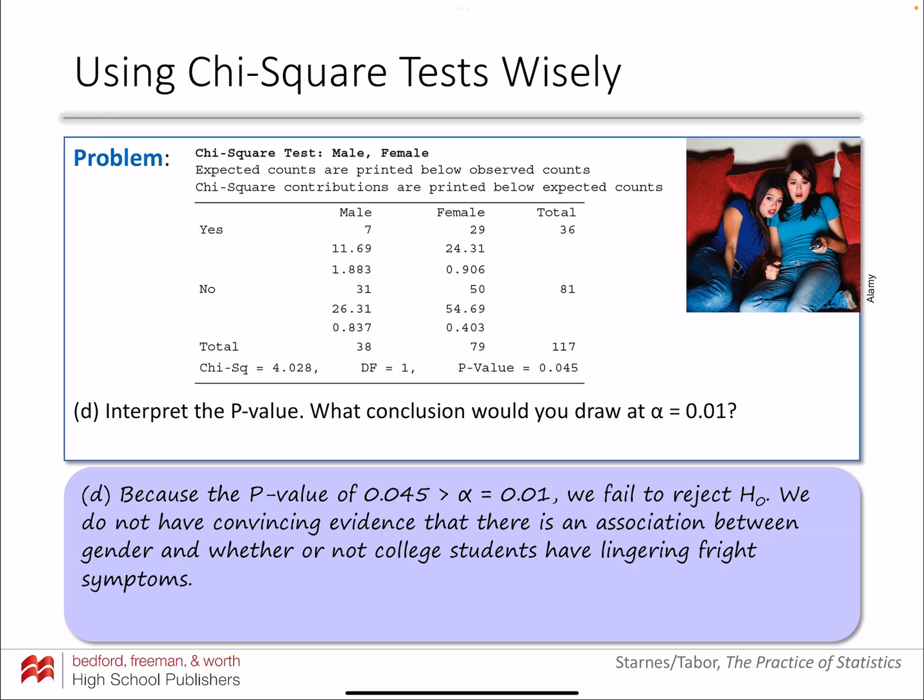If alpha is 0.01, then our p is bigger than our alpha. We fail to reject H0, and we don't have convincing evidence that there's an association between gender and whether or not college students have lingering fright symptoms. In other words, we don't have convincing evidence to say that these two things are not independent. Now, if alpha was 0.05, your conclusion would be the opposite, because 0.045 is less than 0.05. So it all depends on where you decide to set your alpha.